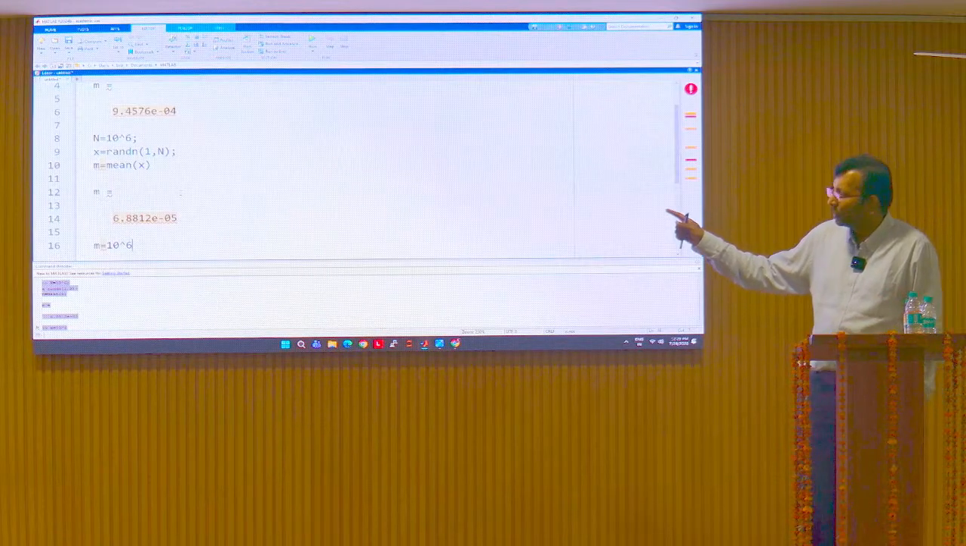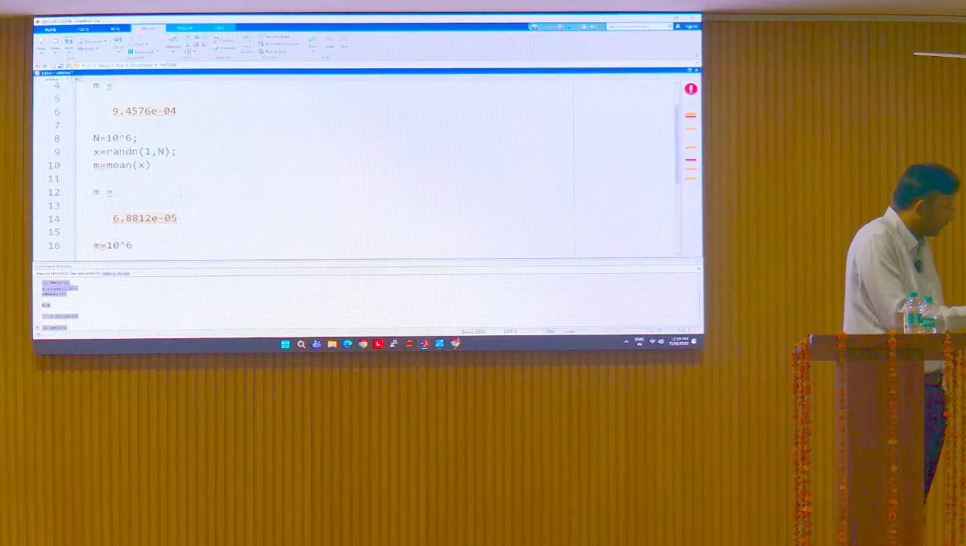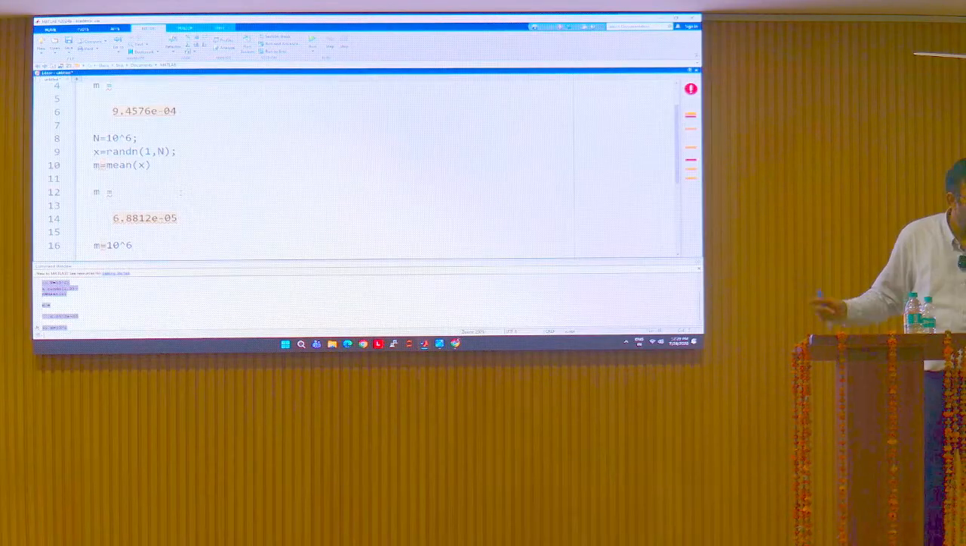6.8812 e raised to the power minus 0.5, close to 0, fine, close to 0, right? Now find out the variance.